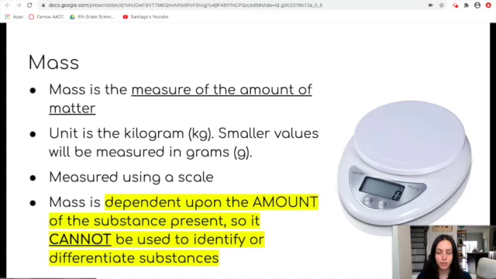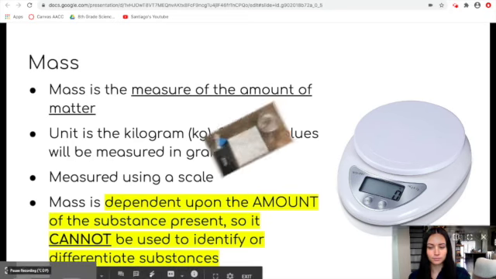The way that we measure the mass of an object or a sample is by using a scale. A scale looks like this that you see on the screen. There also are older types of scales like balance scales, but we will be using digital scales nowadays. Now, most importantly, for where we are heading in this unit, is to understand that mass is dependent upon the amount of substance that is present. For that reason, mass is not a property that can be used to identify or differentiate substances. Let me give you an example of what I mean by that.